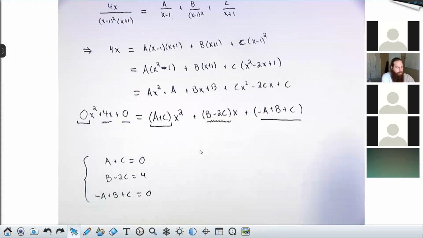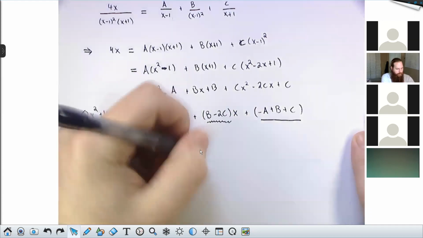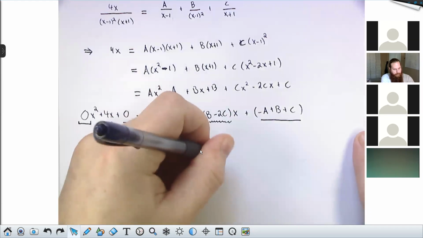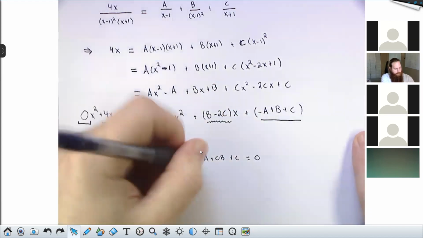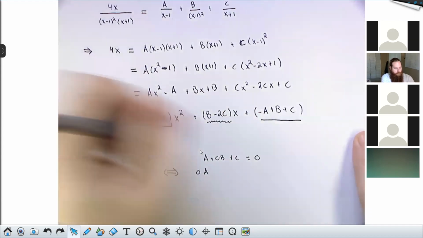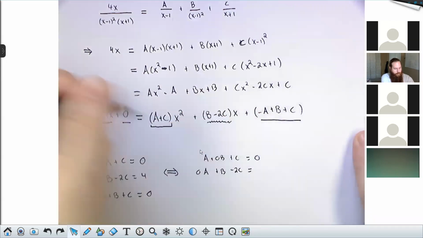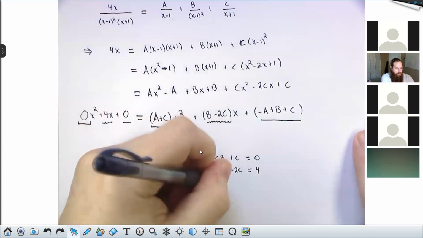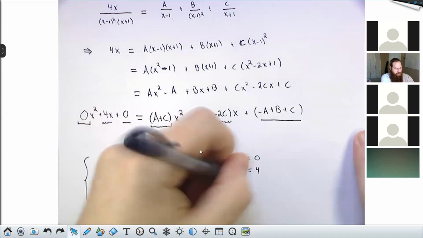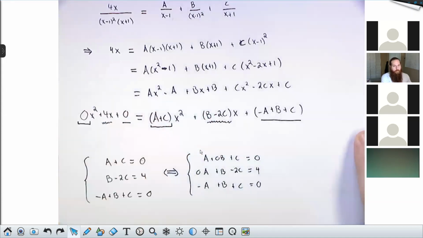Okay, so my next move would be to rewrite this in standard form. That's a plus 0b plus c equals 0. 0a plus b minus 2c equals 4. And negative a plus b plus c equals 0. And then we can solve this system however we want.